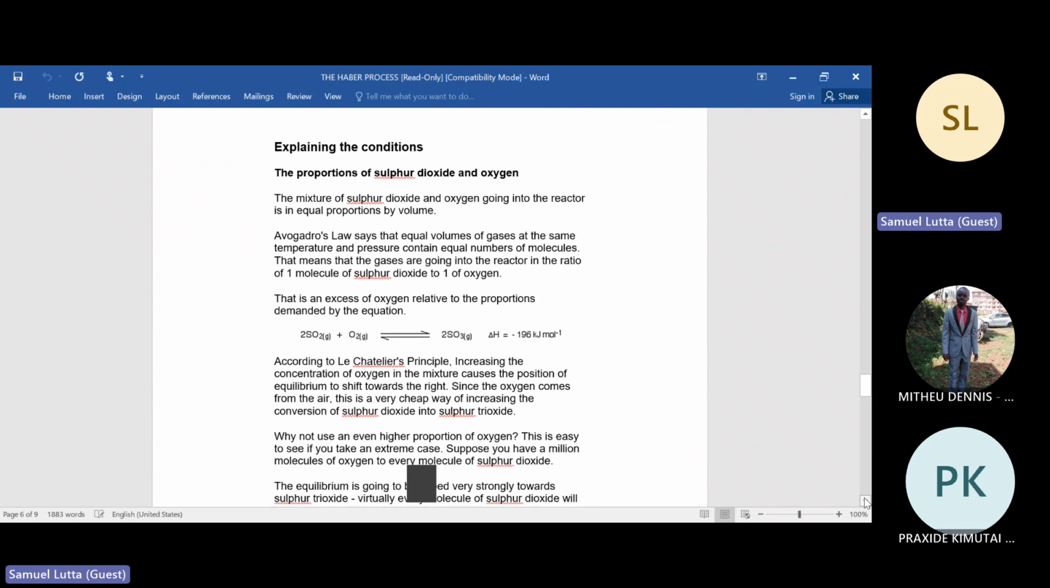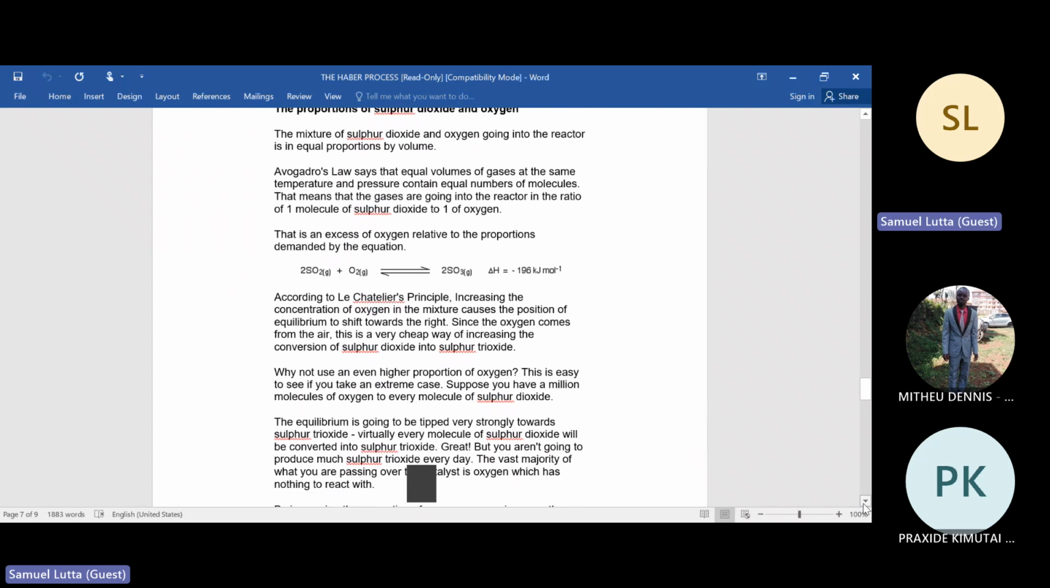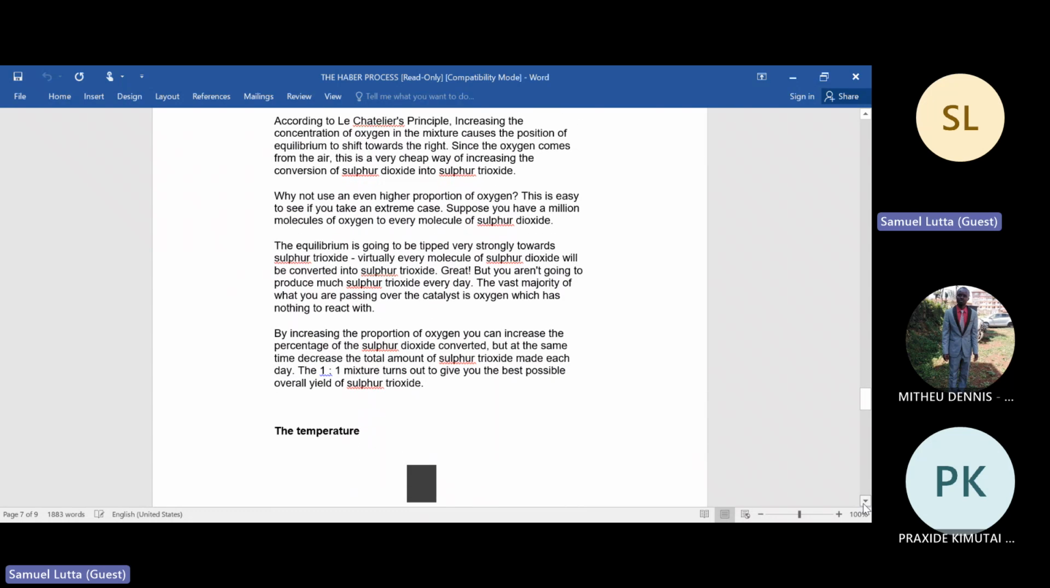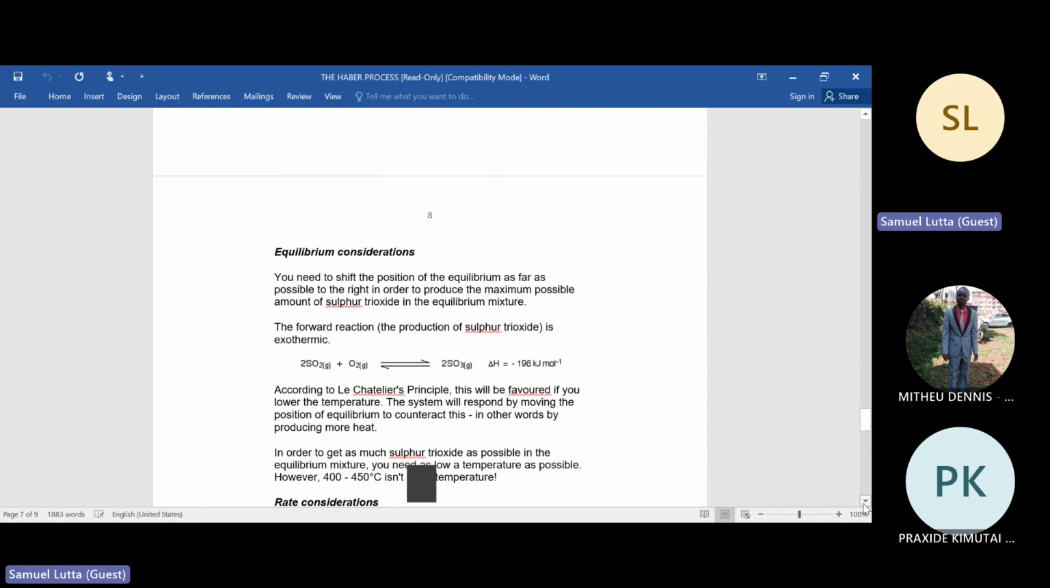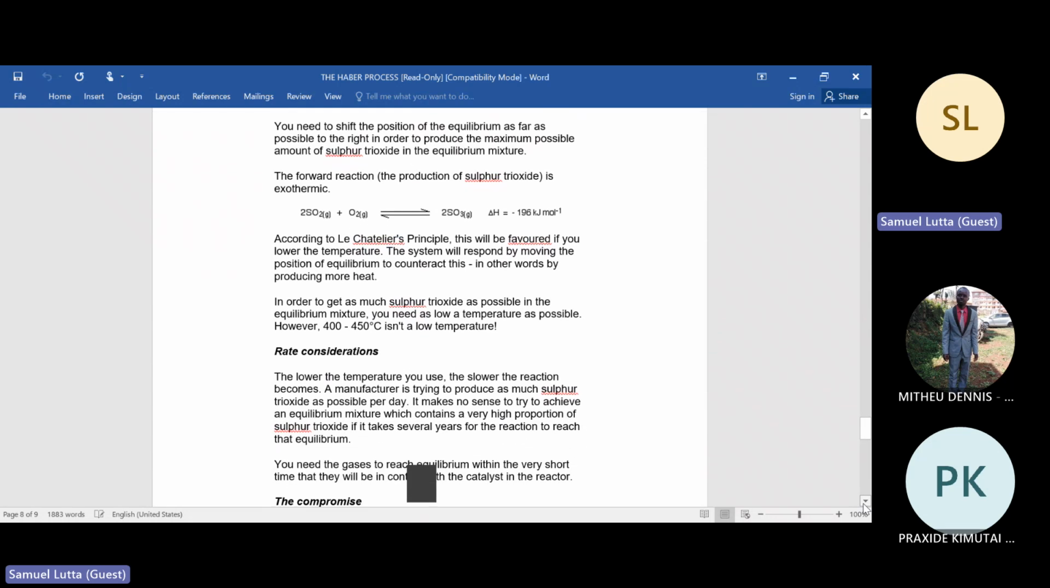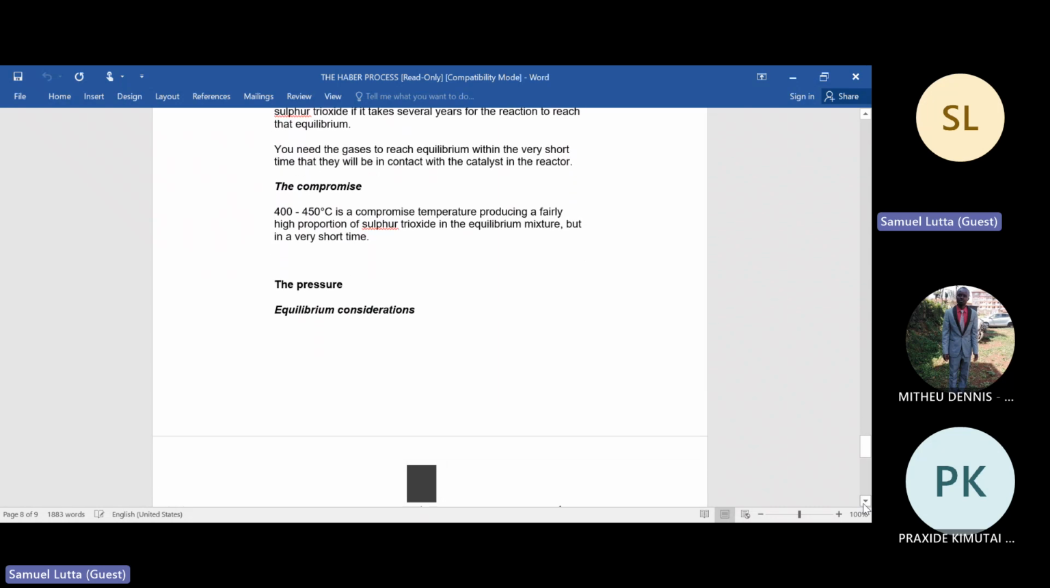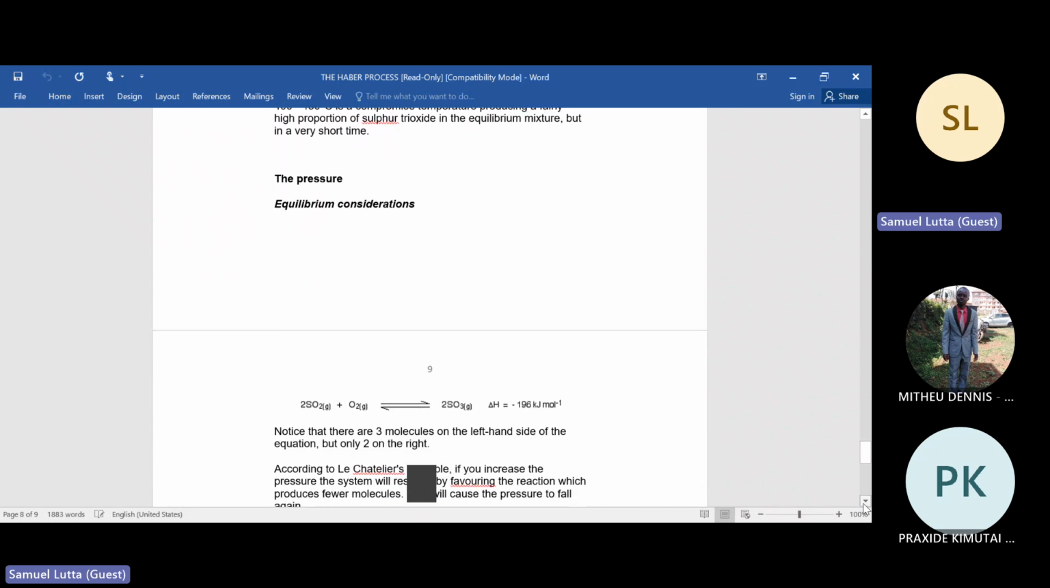So how do we explain the conditions? Just like the other one, because it's exothermic, we carry it out at a low temperature of 450 degrees, because this reaction is exothermic. To favor it according to Le Chatelier's principle, you need to ensure that you reduce the temperature. So the temperature has to be low according to Le Chatelier's principle, but again not very low because of the kinetic factors. You need the reaction to proceed very fast.